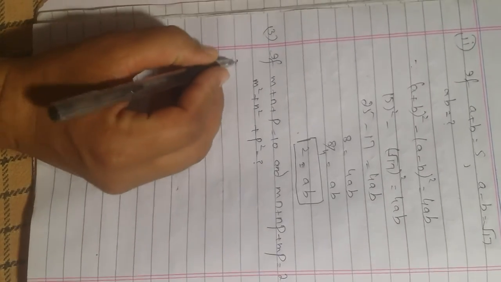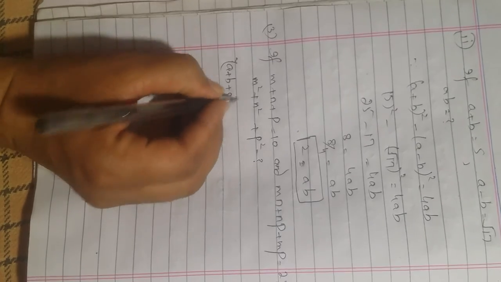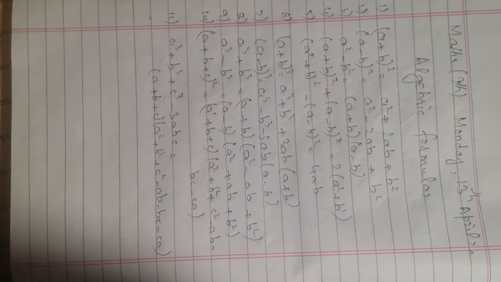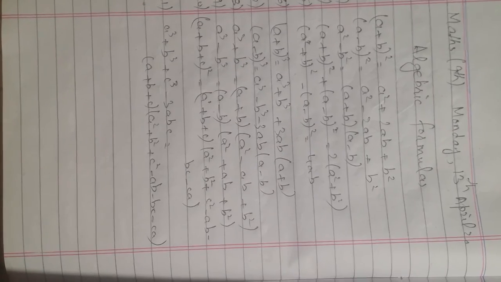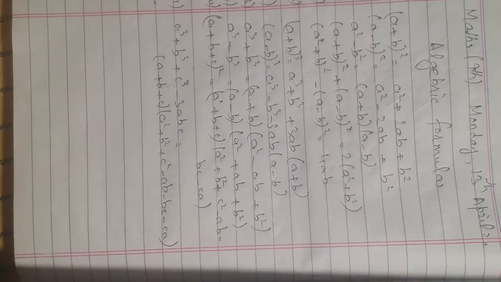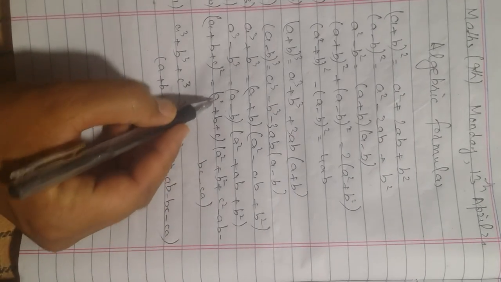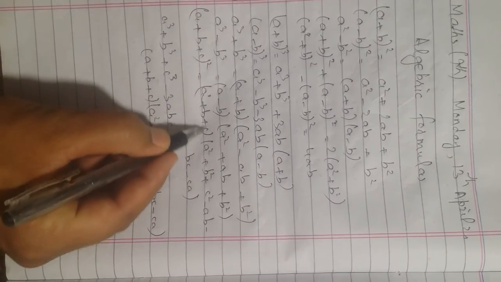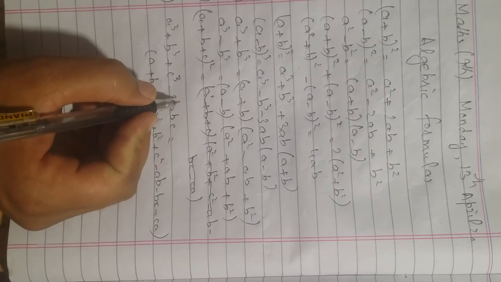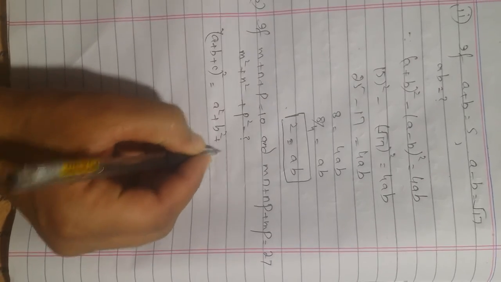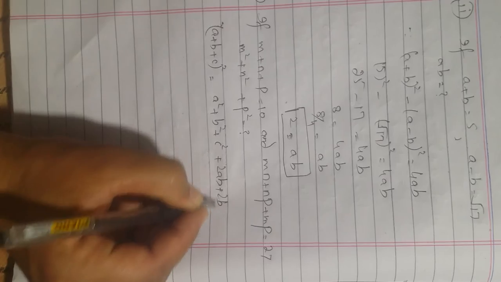Okay, I write this formula: (a + b + c) whole square is equal to... Now we have to check this formula. This formula is correct. Kindly note, this formula is right: a square plus b square plus c square plus 2ab plus 2bc plus 2ca.